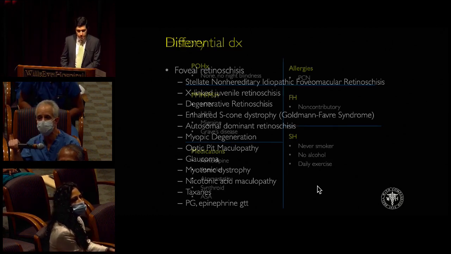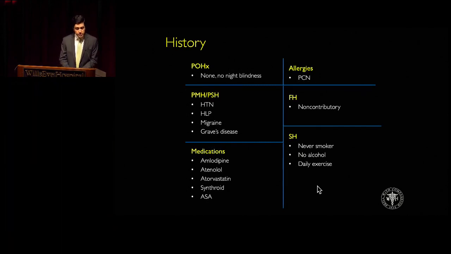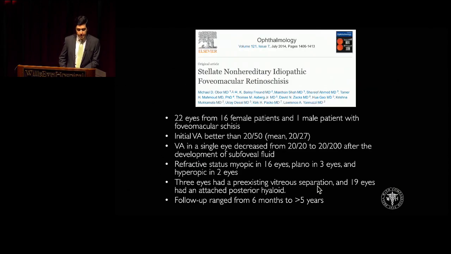Thank you for that, Dr. Rigolo. Regarding the patient's history, the patient denied any prior ocular history or issues with nighttime vision. There was a history of very well-controlled hypertension and hyperlipidemia, migraine headaches, and Graves' disease, all of which were well-controlled with the medications below. No positive family history, and socially a very healthy lifestyle.